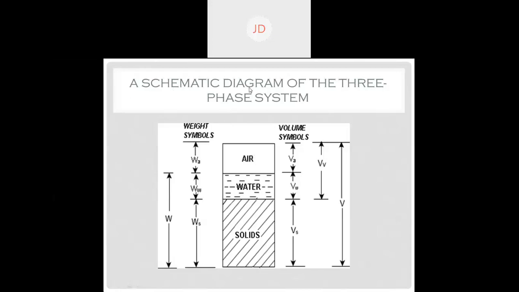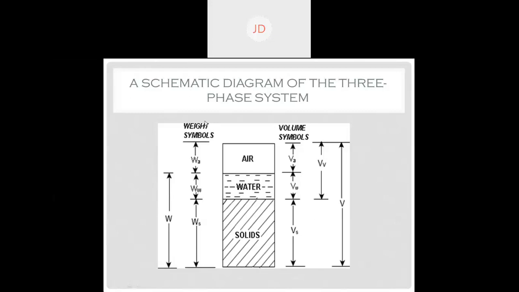So we can identify some properties of soil based on the schematic diagram. We can derive some definitions based on the weight and volume of different constituents of a particular soil mass. Now, before that, let me introduce some symbols.